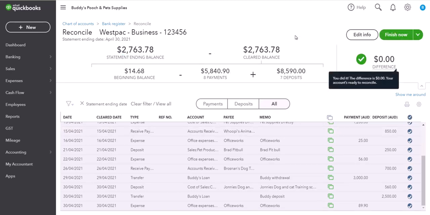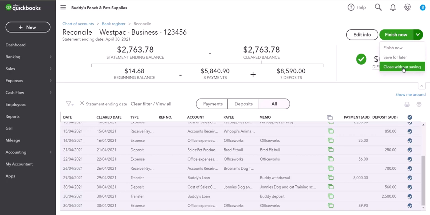That's how easy it is, if you're doing it correctly, of course. Now from the tab drop down, we have close without saving, which means it'll close and it won't save what we've done. So next time we go in to do a bank reconciliation, we've got to do that all over again. You also have the option of saving for later. If you were out and you thought, okay, let me come back and have a look at this later on, you can save it for later.